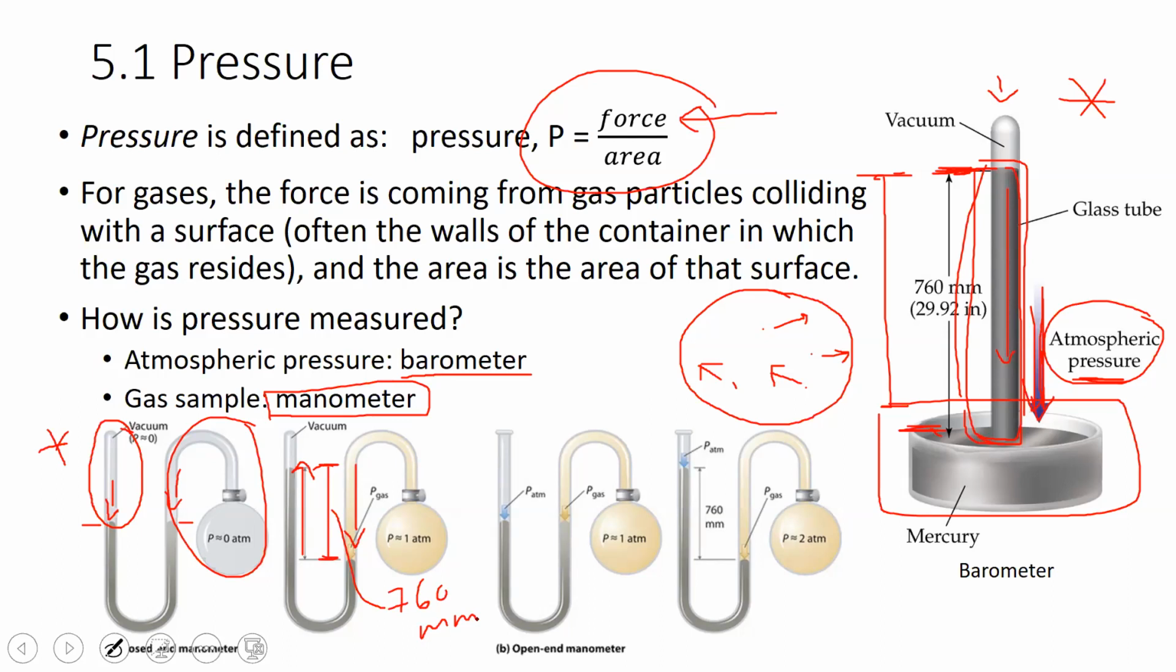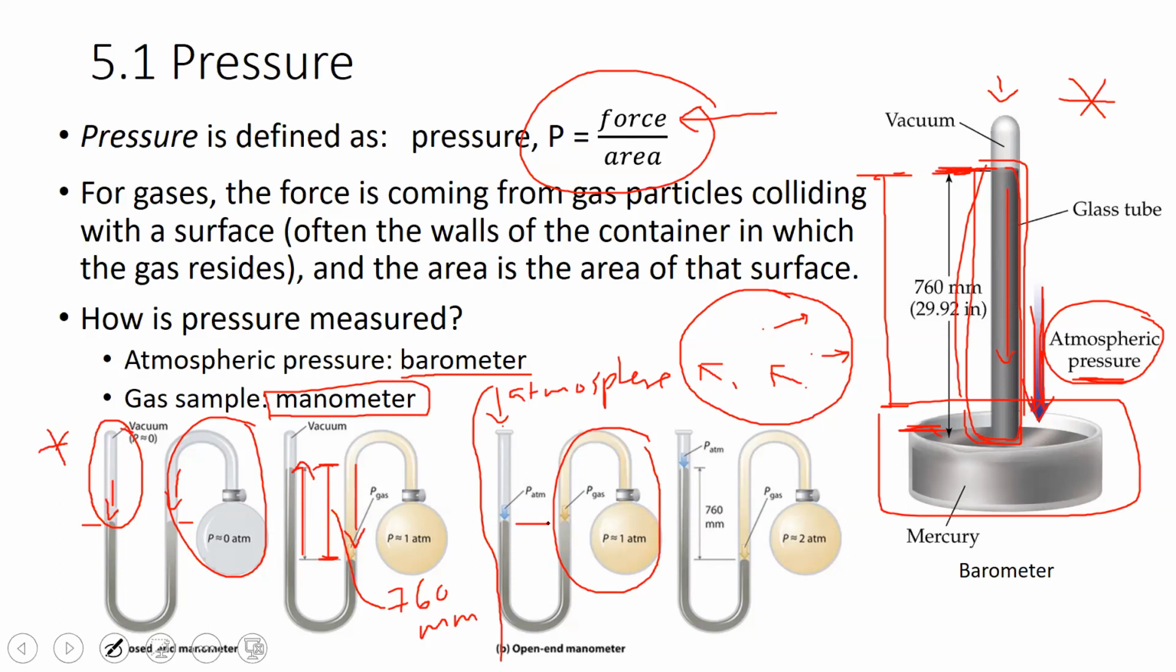Okay, if you have an open-ended manometer, right? So over here we have our open-ended manometer. Here you have atmospheric pressure. So the atmosphere is pushing down on the open end. And if you have a sample of 1 atmosphere worth of gas, they're going to be pushing down the same amount, so the levels of mercury will be the same, right? So those will be equal, okay? And so the difference in the pressure in the container with the gas is going to be based on the difference in the height, okay?